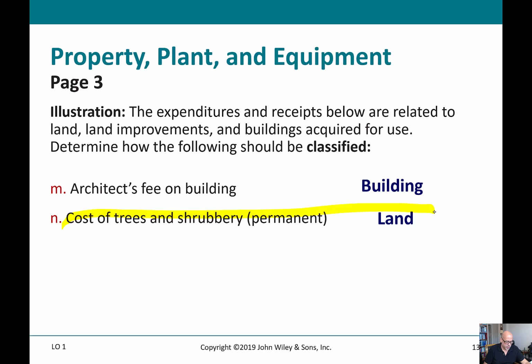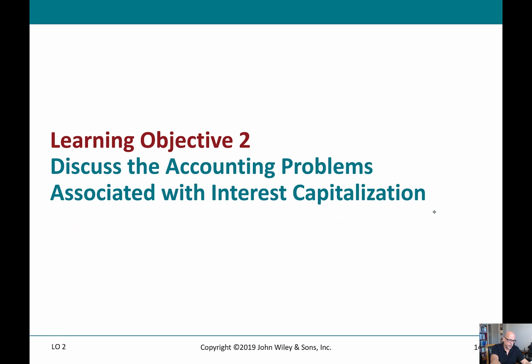Okay, good. Let's go ahead and talk about interest capitalization. Okay, now what happens here? We're going to borrow money, and we're going to use that money to allow us to construct a building that we're going to use in our business, in our operations. Okay, well, GAAP allows us to capitalize the interest that we pay on that borrowing because we're constructing an asset that we're going to use in our operations.